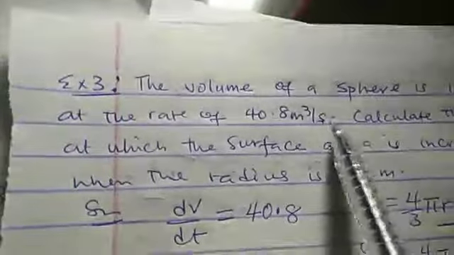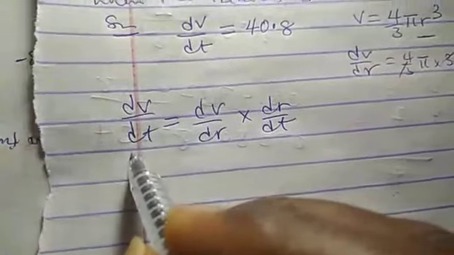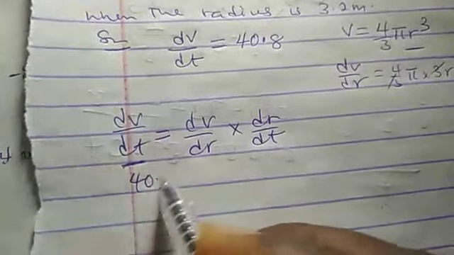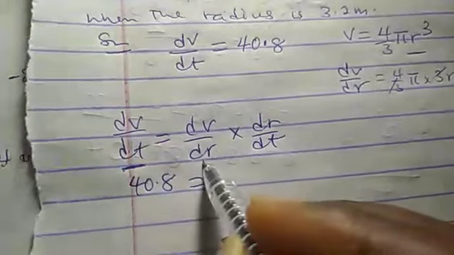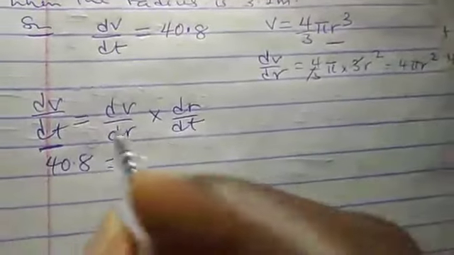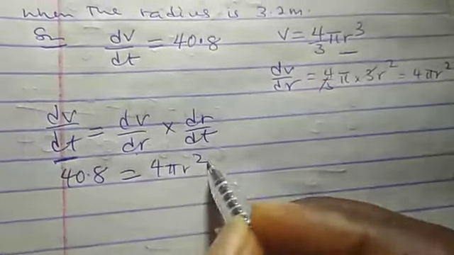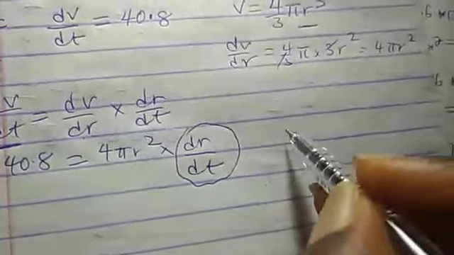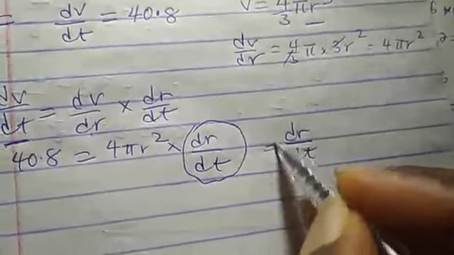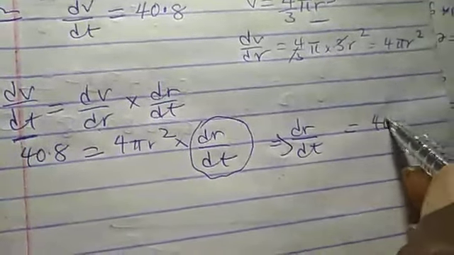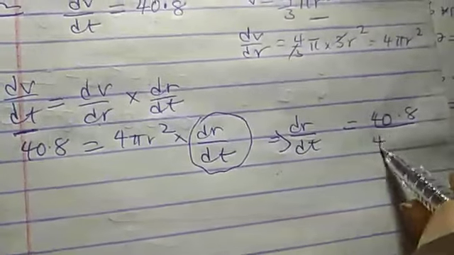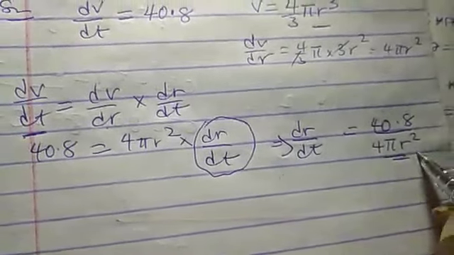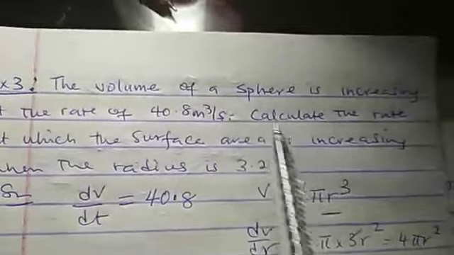We are still dealing with this statement alone. Now our dV/dt is given as 40.8, which is equal to dV/dr, this is our dV/dr, 4πr squared, times dr/dt. dr/dt is not given. If I make dr/dt the subject of the same formula, dr/dt will be equal to 40.8 over 4πr squared. Now let's take note of what is there. Also, let us now come to the question.